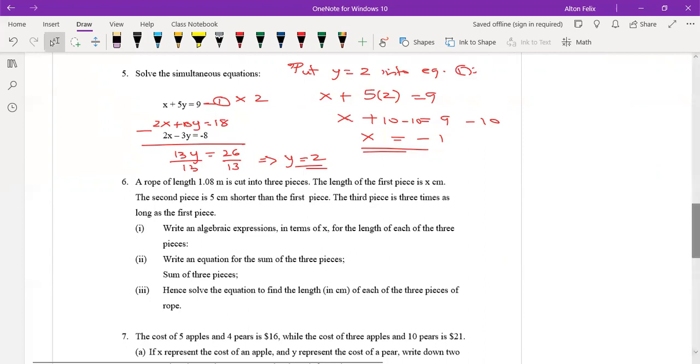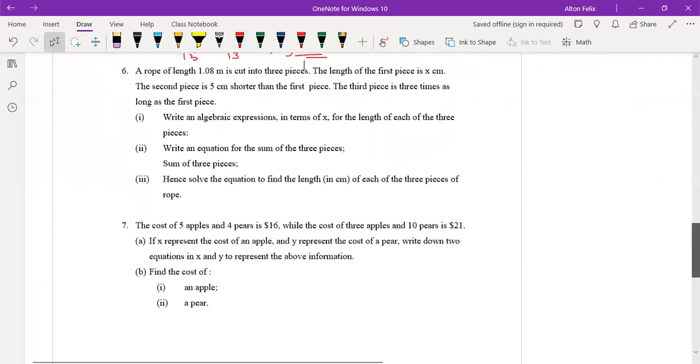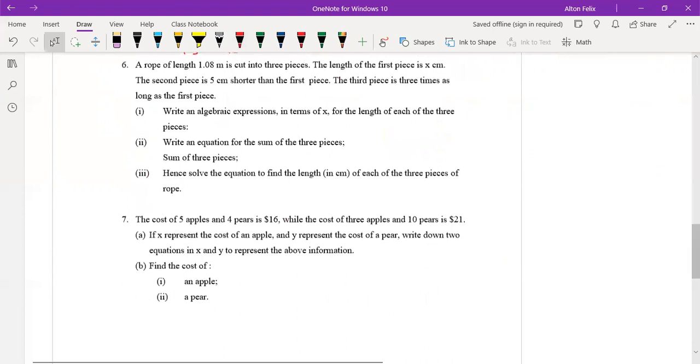So next question. A piece of rope, 1.08 meters, is cut into 3 pieces. The length of the first piece is x. So let's try to draw that out here. So it's cut into 3 pieces. The length of the first piece is x, right? That is from here to here. That's the length of the first piece.